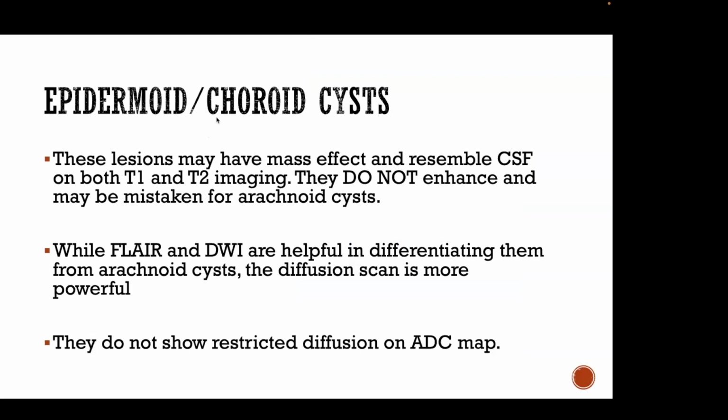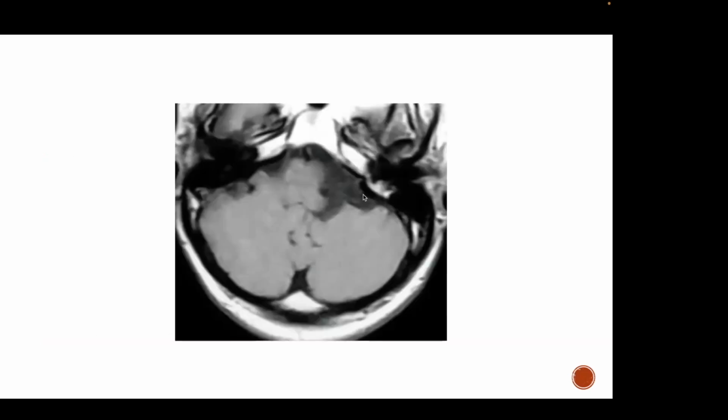Now, epidermoids and choroid cysts, I'm lumping together because these lesions can be mistaken for other processes. But the important thing to note is that the diffusion trace scan will be abnormal, but these do not always show low signal intensity on the ADC map. So we're probably seeing in many of these cases some combination of diffusion effect and T2 effects, because again, the trace image includes both.